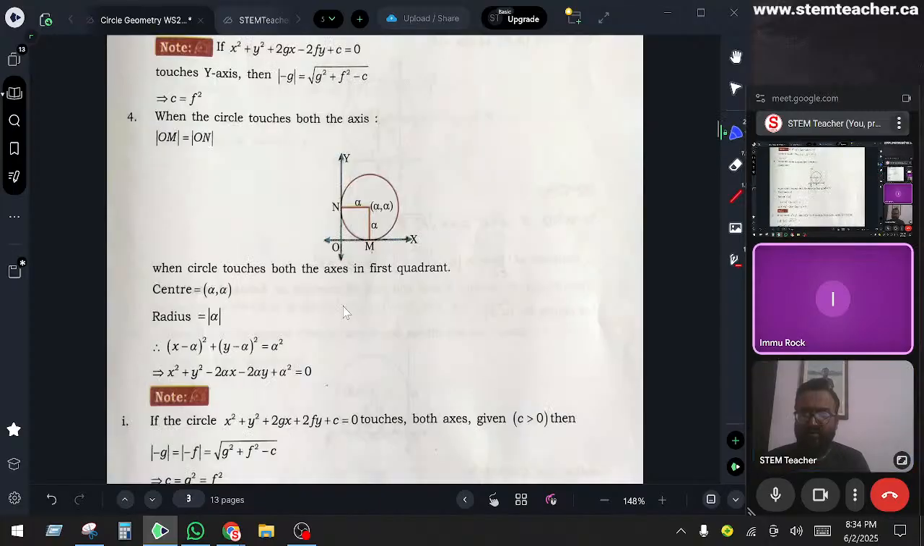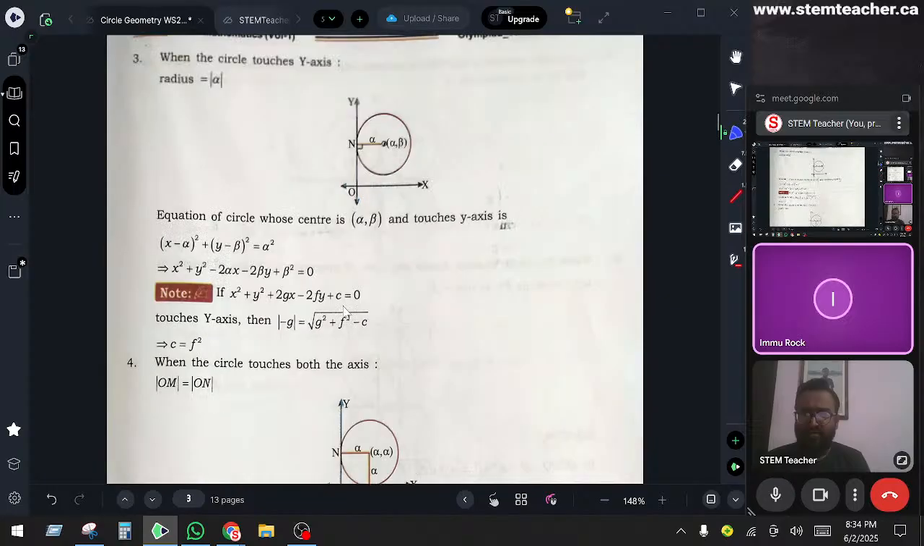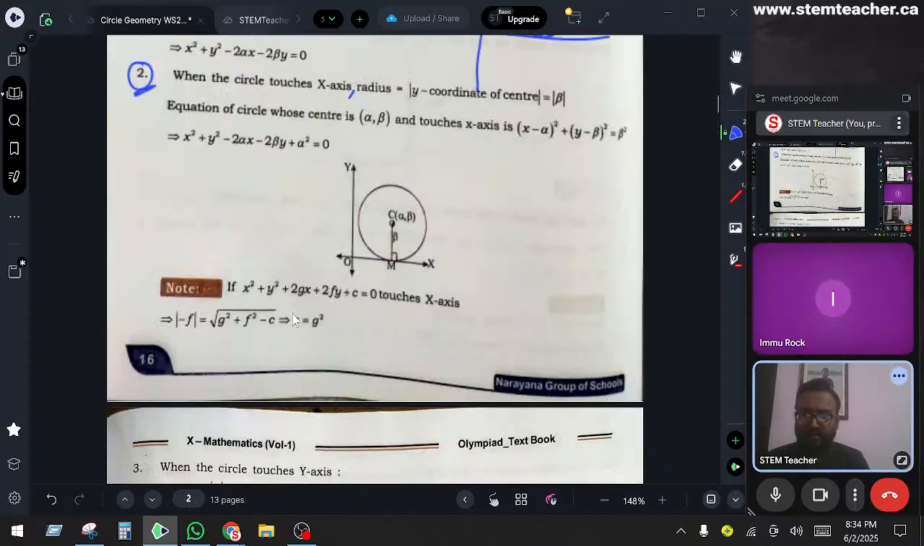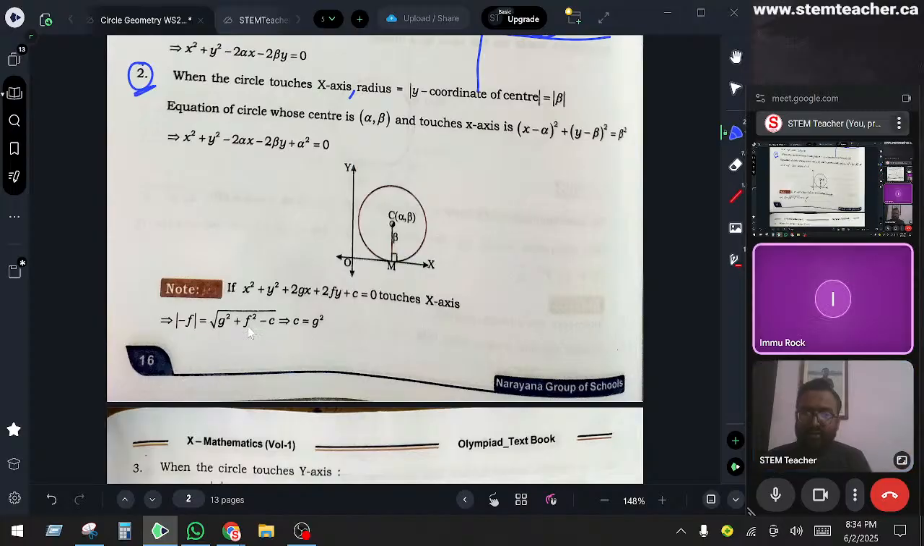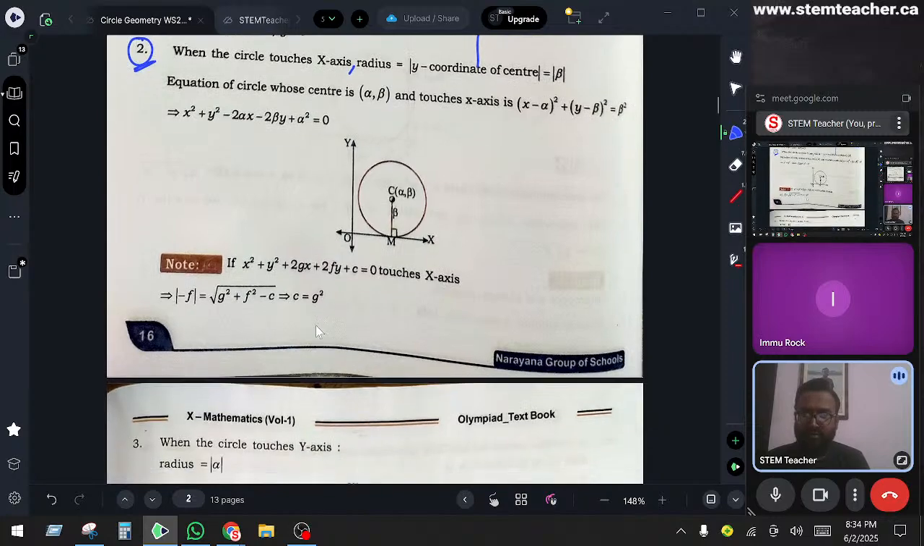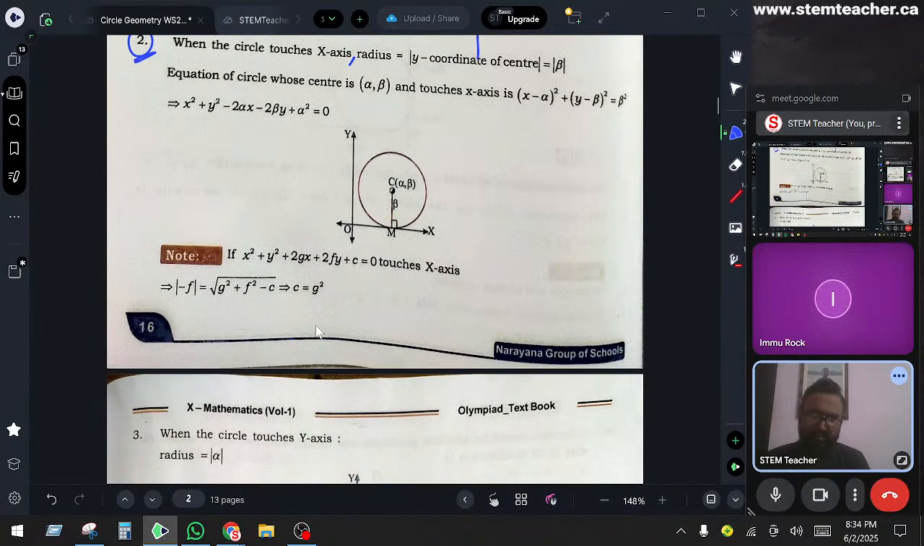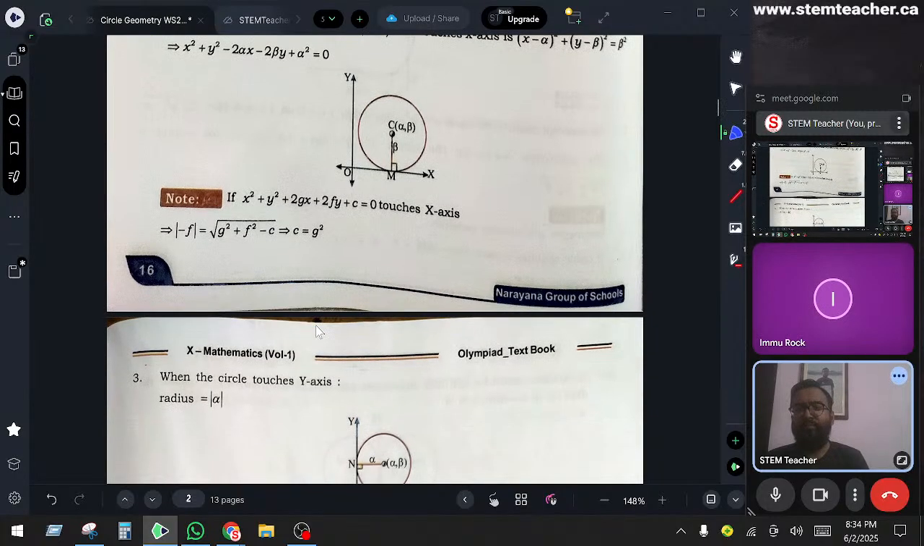Now here we have the formula. What happens here? If it touches, see, this is the logic. Under root of f square plus g square minus c is equals to 0. Okay, but this is a radius. It is a radius, radius is equals to mod minus f. Okay, got it. So we have two equations.